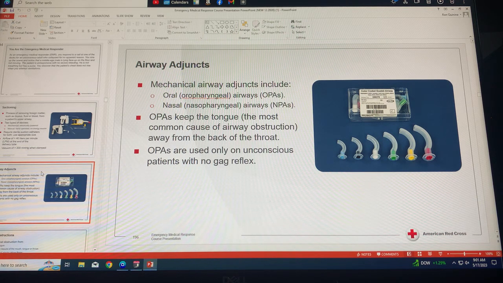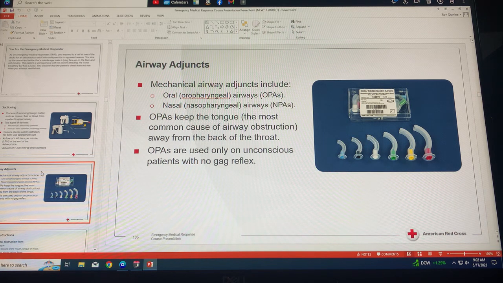Okay, right here we have airway adjuncts. The tongue is the most common cause of airway obstruction in an unconscious person. Keeping the tongue from blocking the air passage is a high priority. Mechanical airway adjuncts known as oral airways, OPAs, and nasopharyngeal airways, NPAs, can help you accomplish this task.